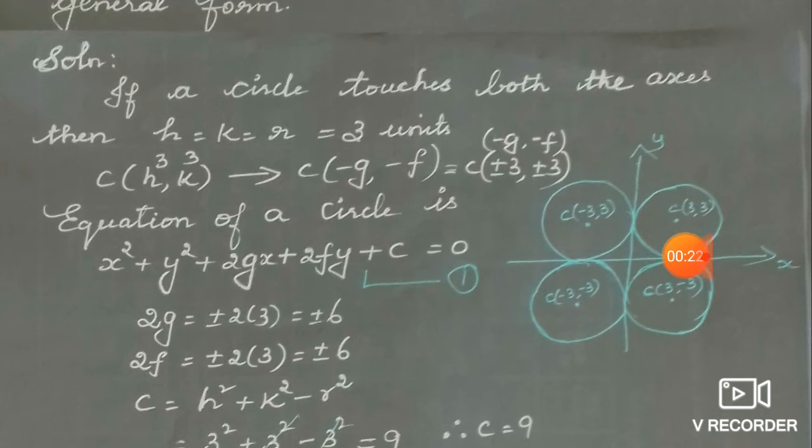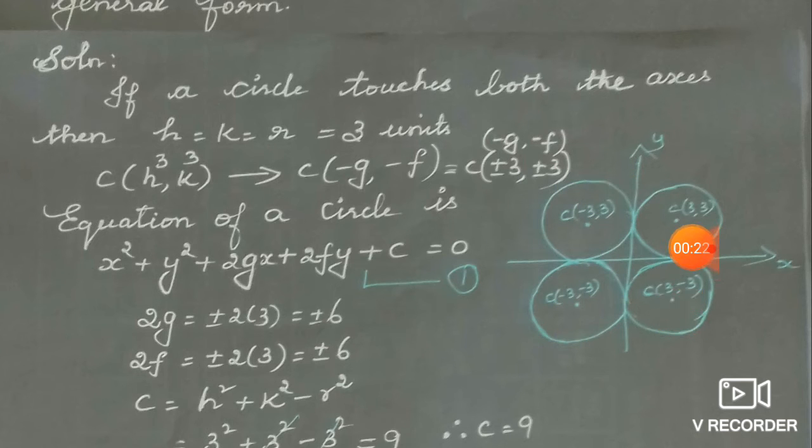And here, since the radius is 3, if you draw a vertical line from the center, that is the radius, which is 3. In the same way, if you draw a line from the center perpendicular to the y-axis, that is also 3. Therefore the center is (3, 3), that is h, k. So the radius is equal to h and k. Similarly for the second quadrant, third quadrant, and fourth quadrant.